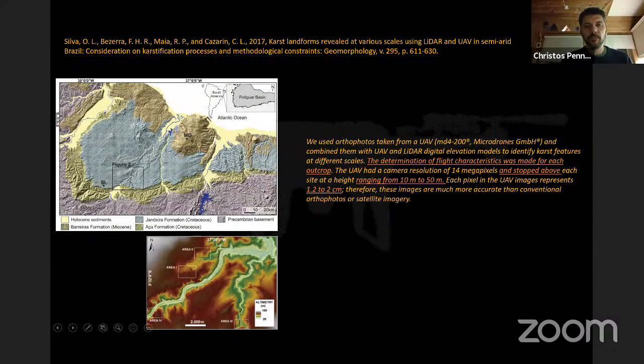Finally, we're moving to Brazil, and this paper is from Silva et al., 2017, published in the Geomorphology journal. Again, I'm quoting what they are writing in this paper. They used orthophotos taken from a UAV. They are describing here the model of the UAV and combining UAV and LiDAR digital elevation models to identify karst features at different scales.